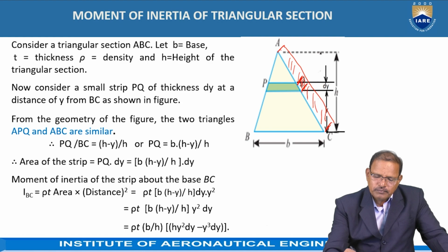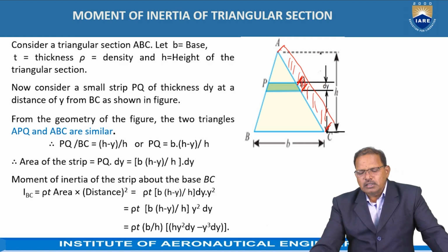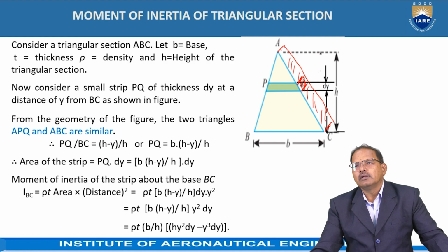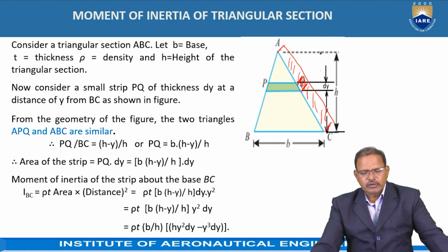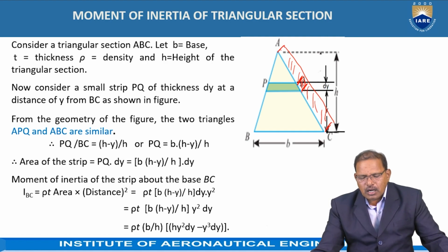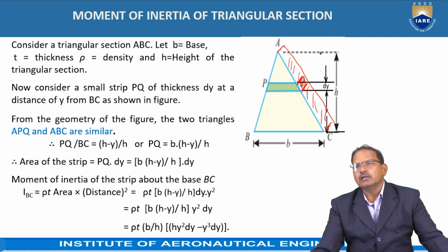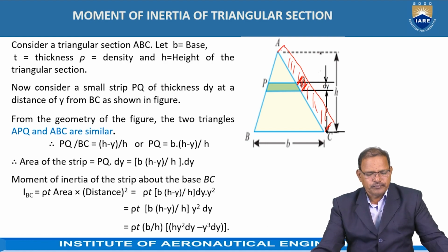Here it is given like this. T is representing the uniform thickness, B is representing the length of the base, and H is representing the height of the triangle. Now, in order to determine the mass moment of inertia of the triangular plate about the base BC, let us consider a strip PQ at a distance of y as shown in the figure, which has thickness dy.